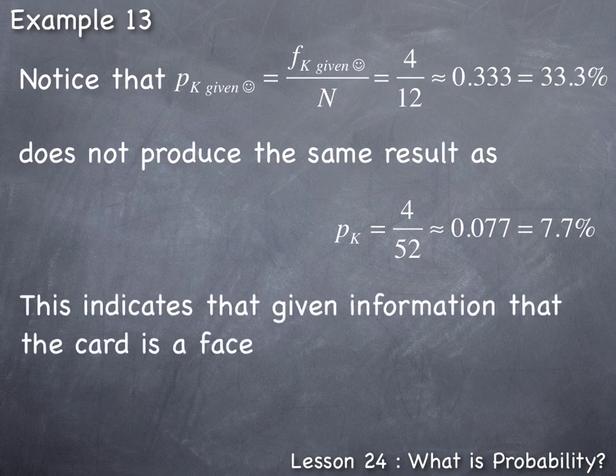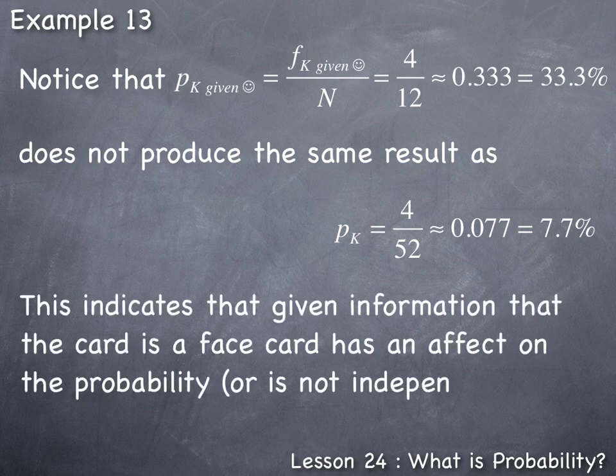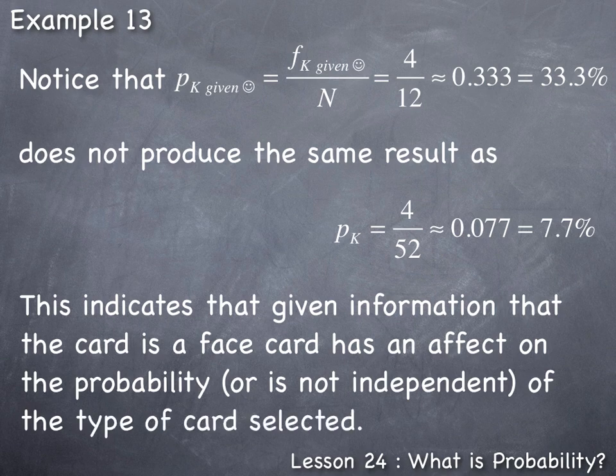This indicates that given information that the card is a face card has an effect on the probability of the type of card selected. In statistics, when one event has an effect on the other event, they're said to be not independent.